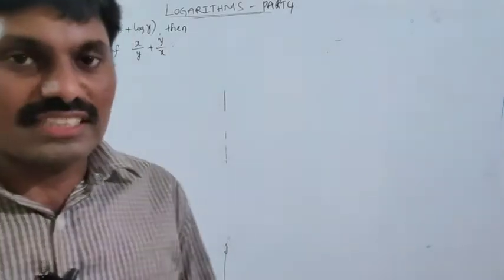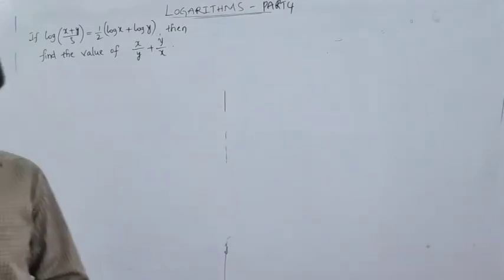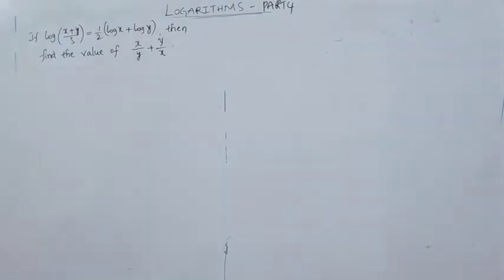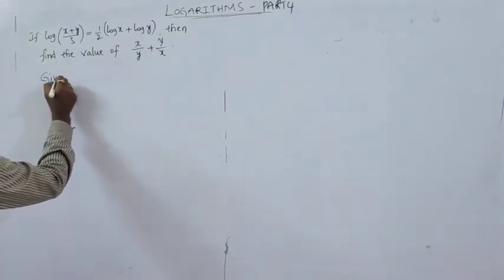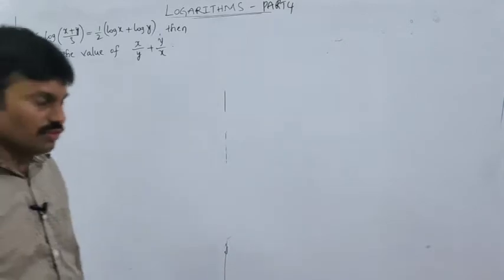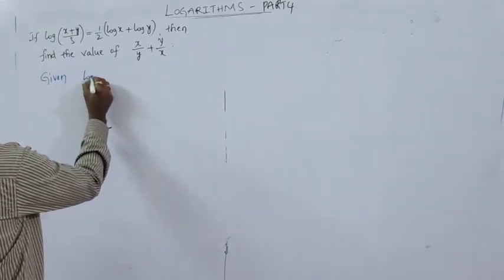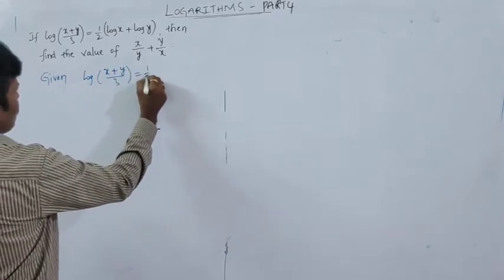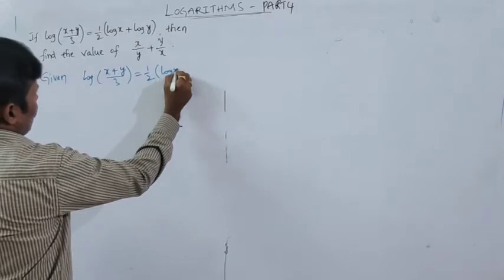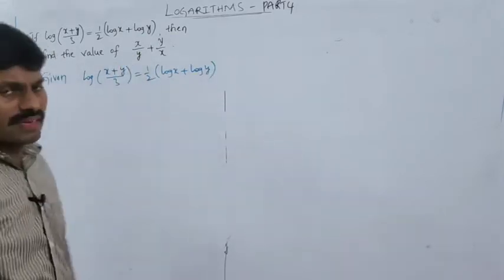It is also a most selected question for board exams, and it is even selected for IIT foundation purposes. Clearly, we use the properties of logarithms to solve this question. Now, what is given? Log of (x plus y) by 3 is equal to 1 by 2 into (log x plus log y). We are finding the value of x by y plus y by x.